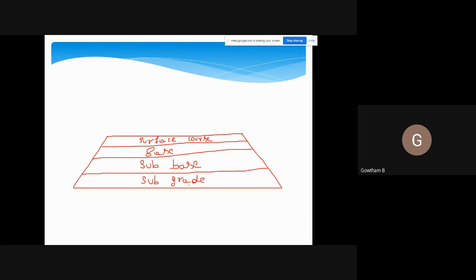Okay, now construction of each layer in a pavement plays a very important role. A faulty construction in any layer may lead to failure of the entire pavement. Therefore, construction of each layer plays a very important role in order to get durability of the pavement.